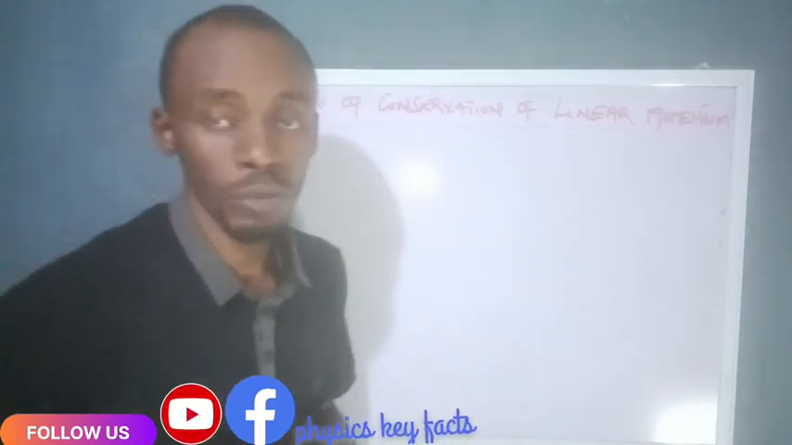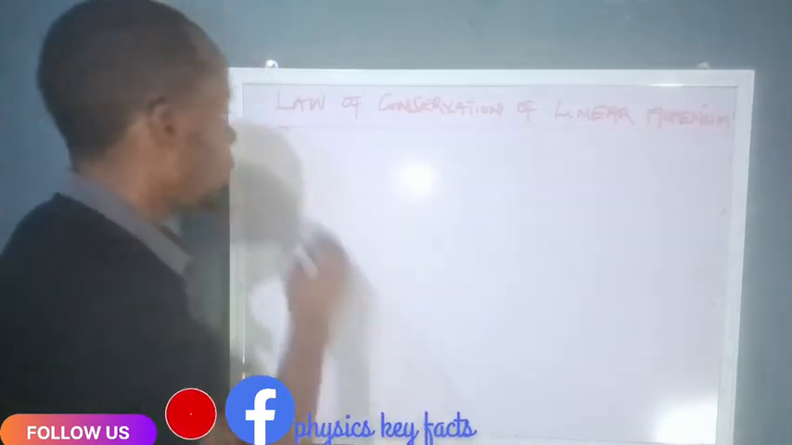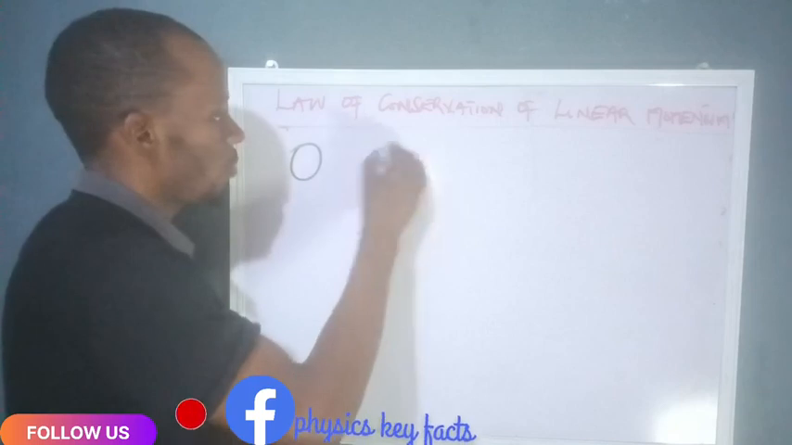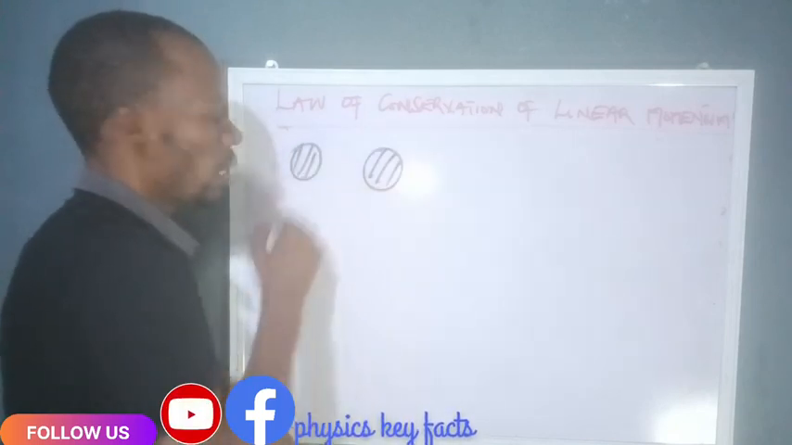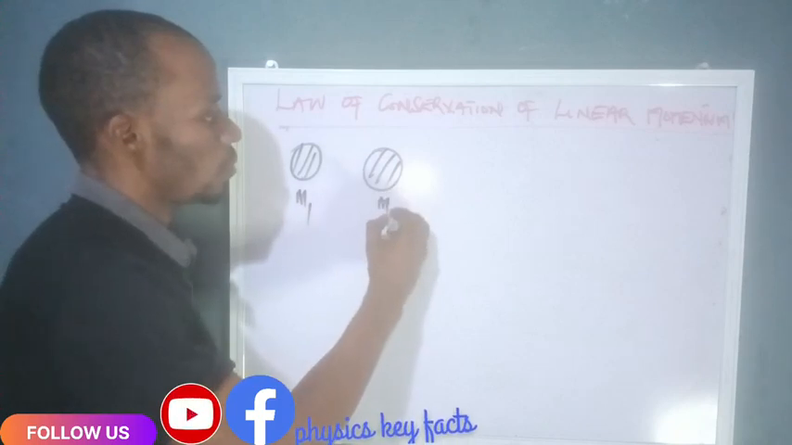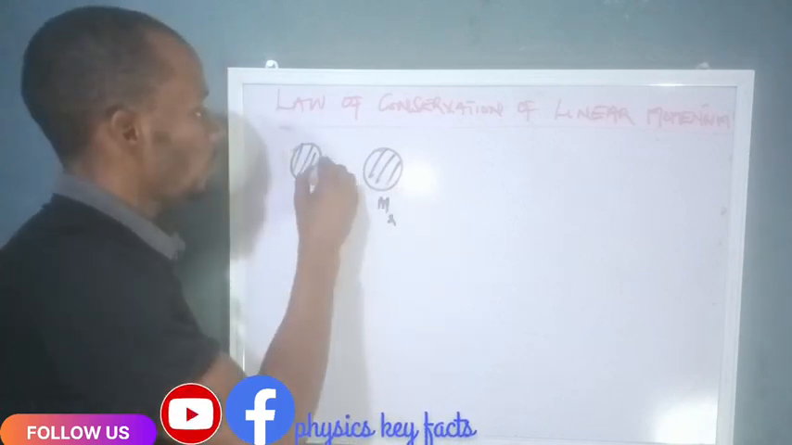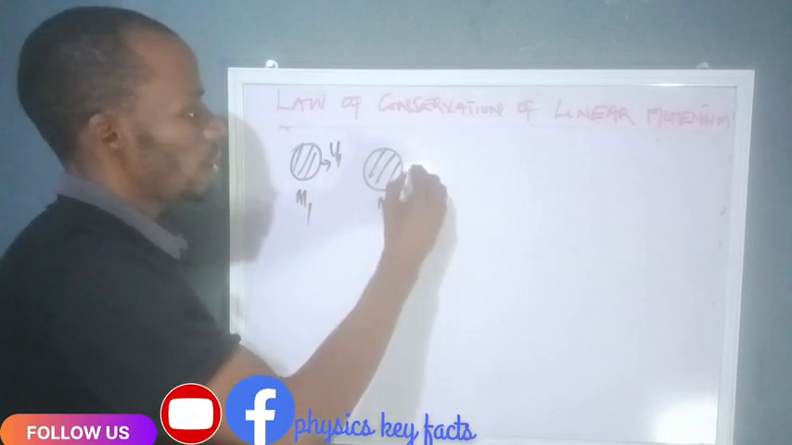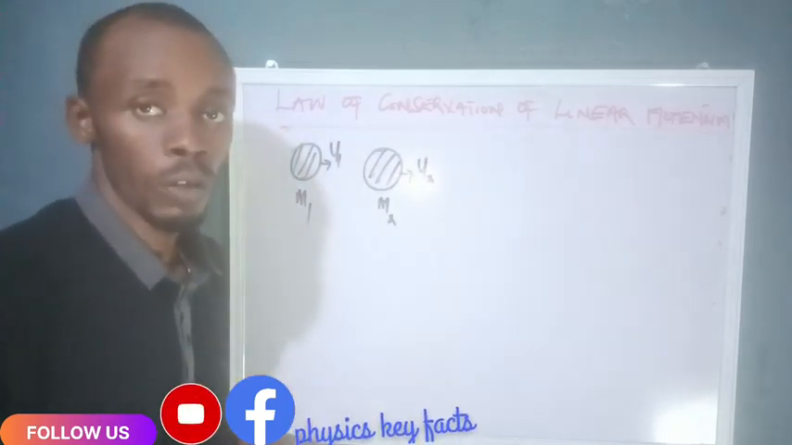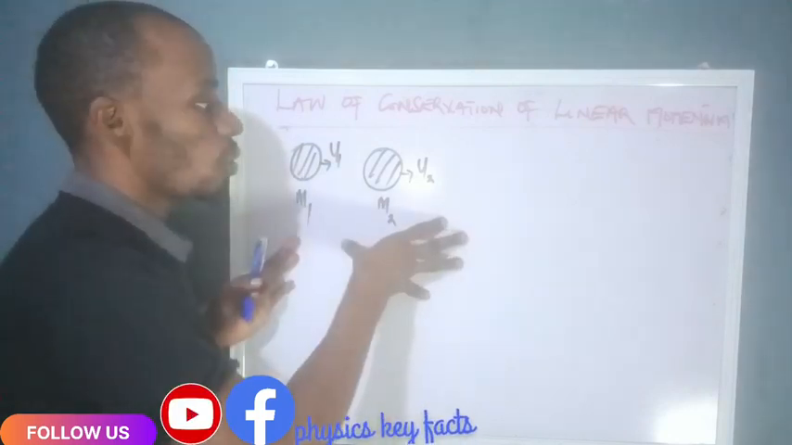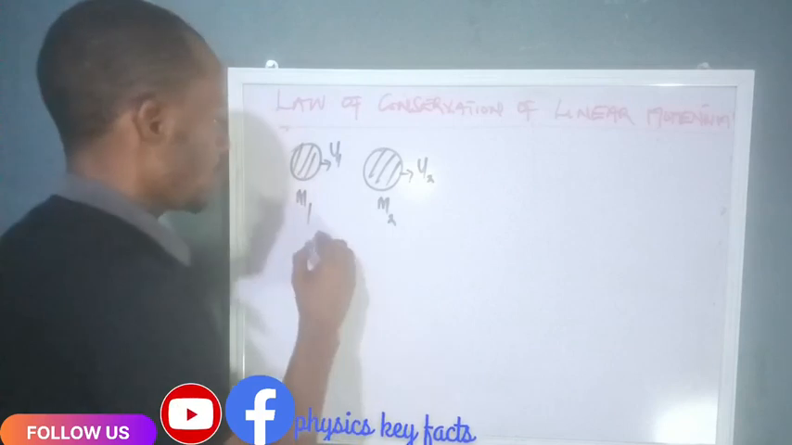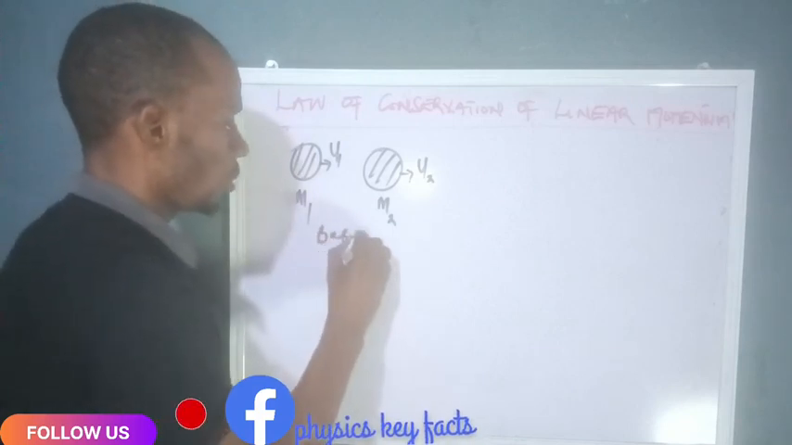So a simple illustration of that law is when I have two colliding table tennis balls. I have the first table tennis ball with mass m1, second table tennis ball with mass m2. The first one is moving with a velocity u1 and the second one is moving with a velocity u2. So according to the law, the total momentum before the collision is equal to the total momentum after collision. So let's call this before collision.